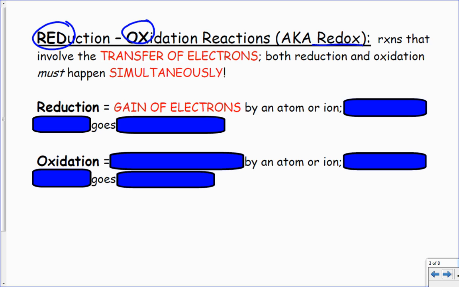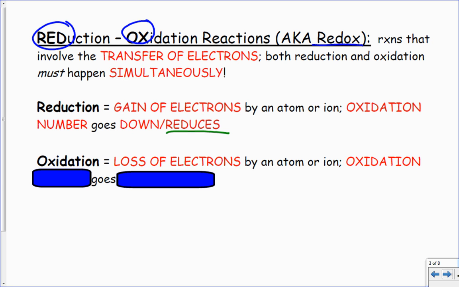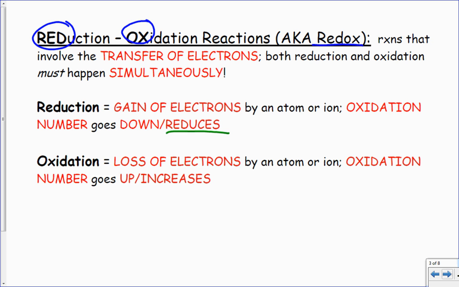A reduction is specifically a gain of electrons by an atom or ion. The oxidation number goes down or reduces, and that's how we remember that. Oxidation, specifically, is the loss of electrons, which is the opposite. And the oxidation number is going to go up or increase. We don't really have a way to remember that based on the word, but reduces and reduction are very close. We'll remember one and be able to figure out the other from it.